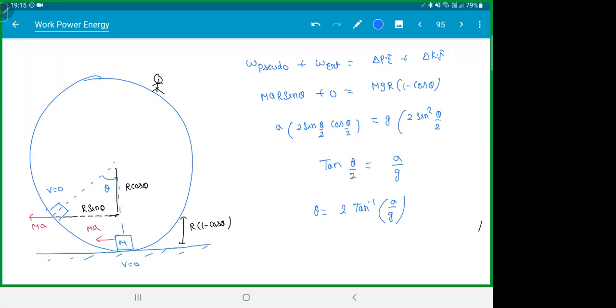Please look at the steps. Anyone not clear with the steps or not convinced with anything, please ask.